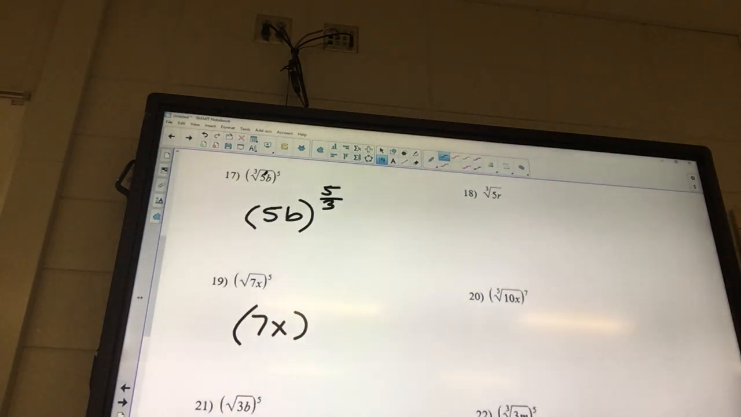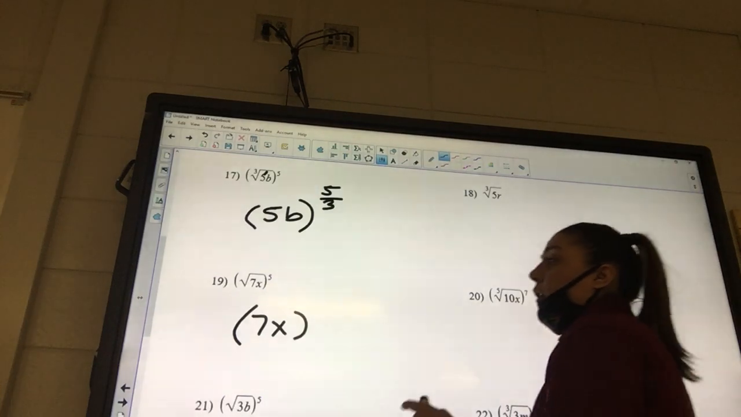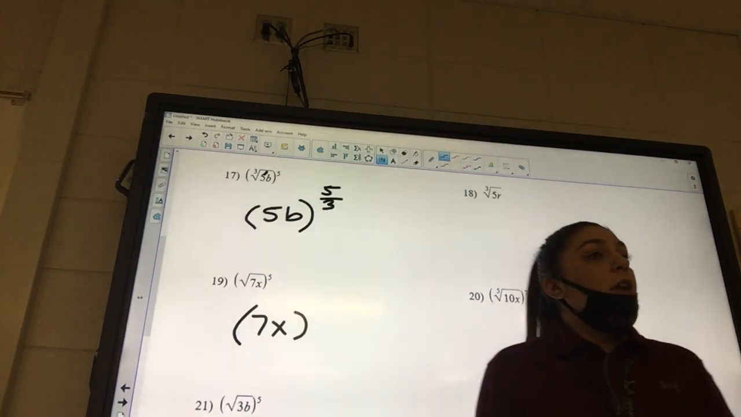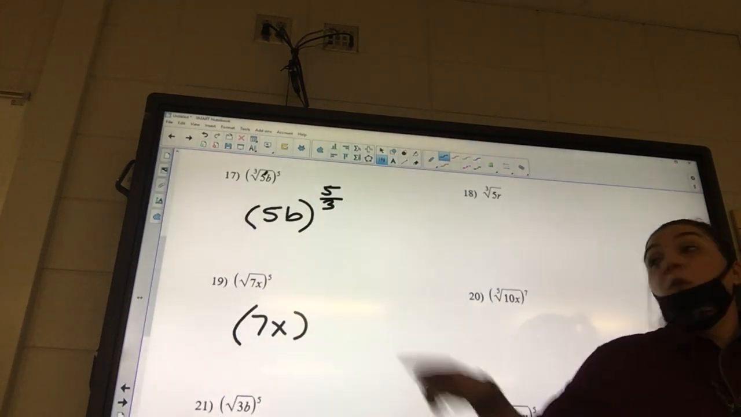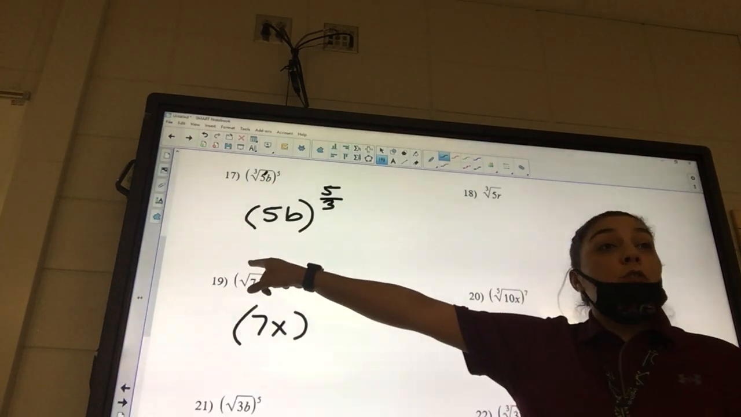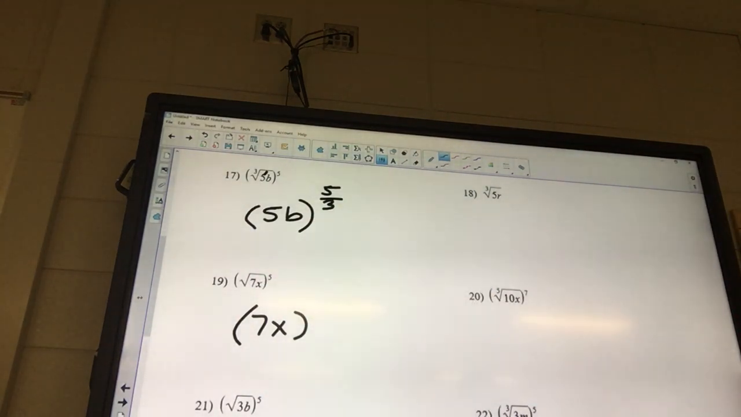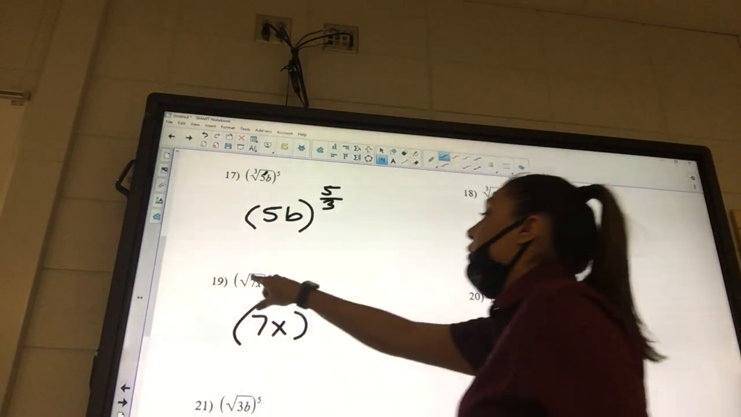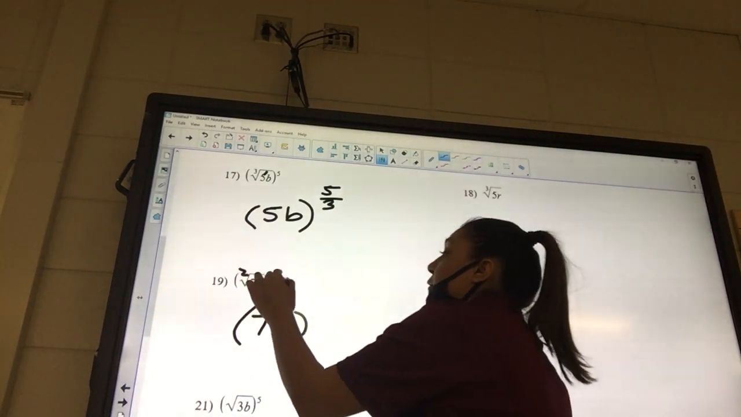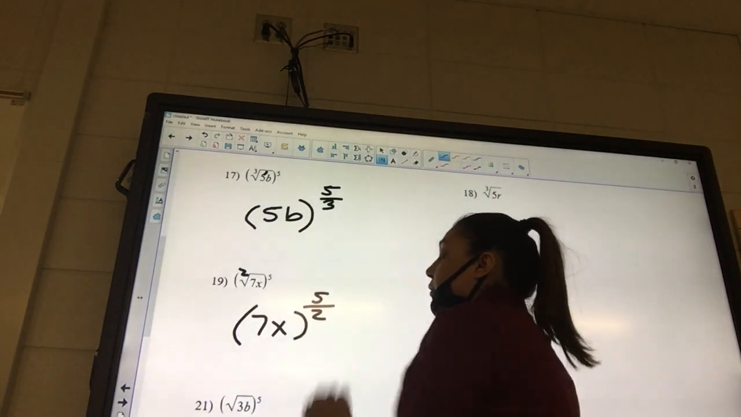Now, let me ask you this. Look at 19. Ain't no number, so then what goes there? 1? No. 0? No. You keep it down. 2. It's 2, remember? With the square root, if there's no number there, remember when we did the little house yesterday? If there was no number on the outside, our group number was 2. And these still have the house, so if there's no number here, it's a baby 2. So it's going to be 5/2.